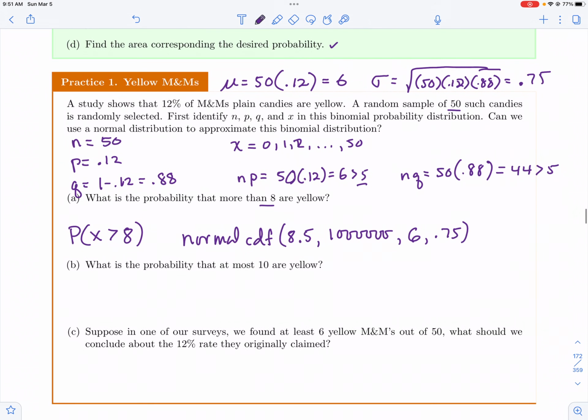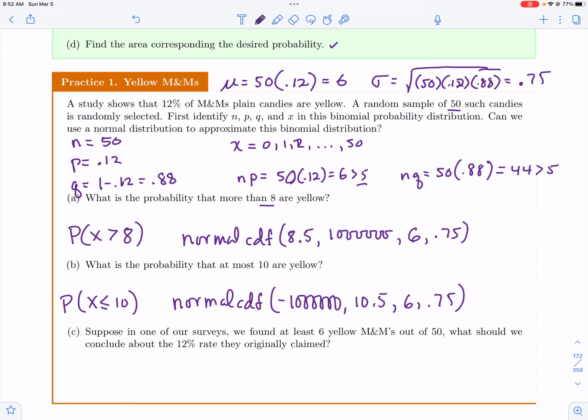All right, so for B, what's the probability that at most 10 are yellow. So in this case, we're looking for x is less than or equal to 10. So in this case, we do want to include 10 in our calculation. So 10 is going to be our upper bound. So I want to pick some ridiculously small number. But since I want to include 10, I'm going to add 0.5 to this to make sure 10 is in the interval that we're looking at. And then finally 6 and 0.75. And so again, I'll let you guys type this in just to make sure you got the hang of it.